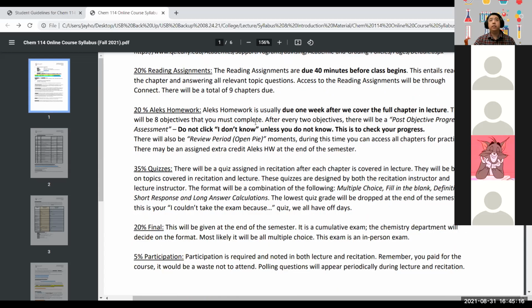Okay, your Alex homework, this is going to be a very large portion of your grade as well, 20%. So 40% of your entire grade is based on just homework, 20% from Alex, 20% from Connect. So the Alex homework here is a little bit more complicated.